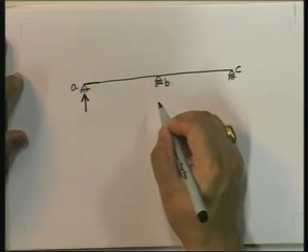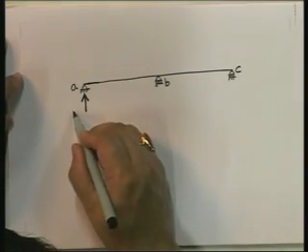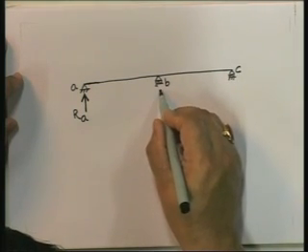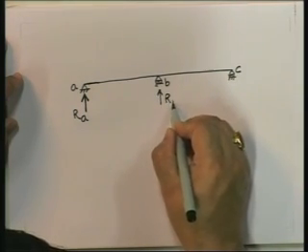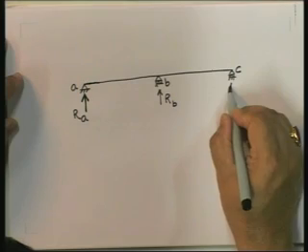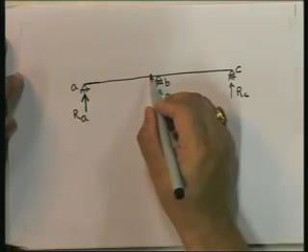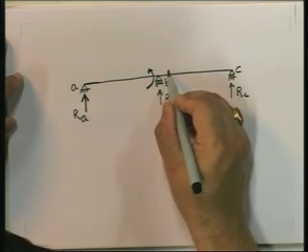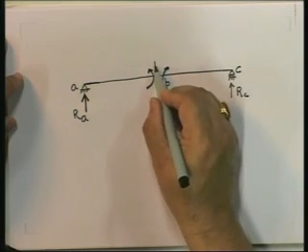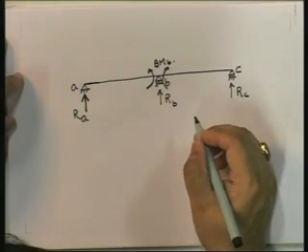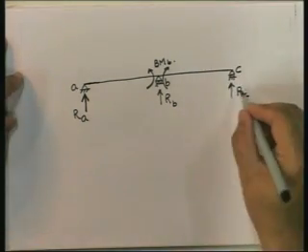Okay. So let's look at R A. Let's look at R B. Let's look at R C. And let's look at bending moment at B. Let's just do these four.